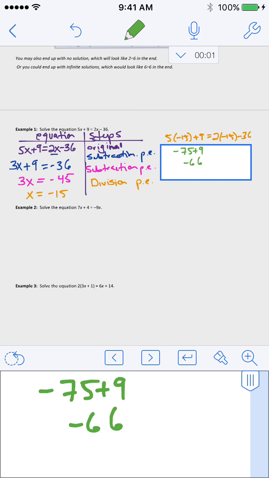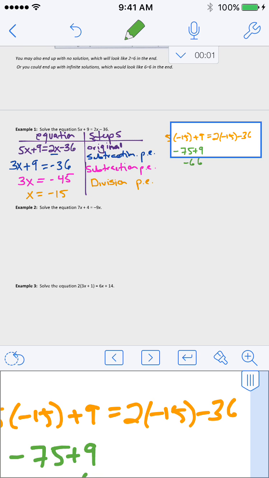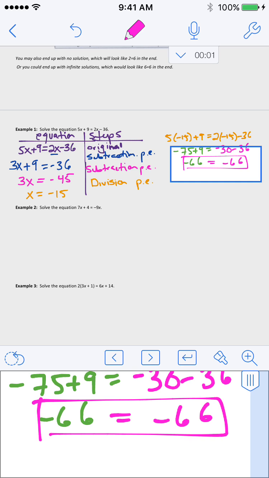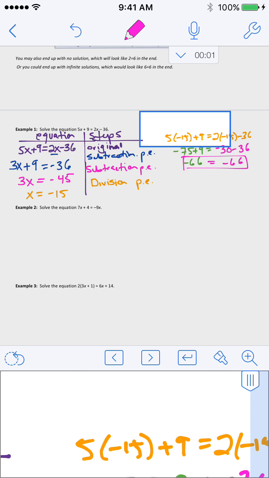Now, if x is truly negative 15, then the other side should also give me negative 66. So on the other side I have 2 times negative 15 is negative 30, minus 36. It is indeed negative 66. So it looks like x does equal negative 15 because it gave me something that made sense, right? It gave me negative 66 equals negative 66. Now again, that was a check. So I was just checking it.